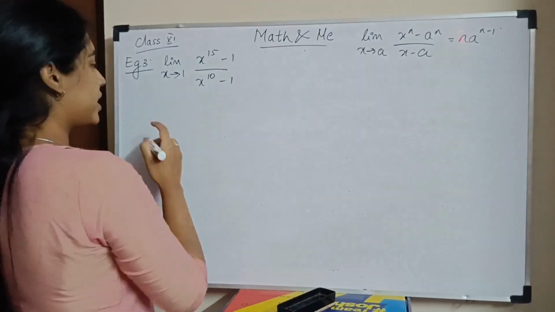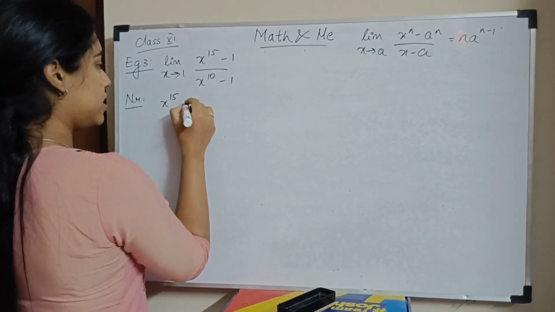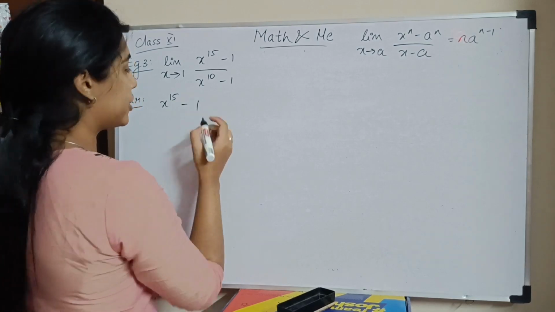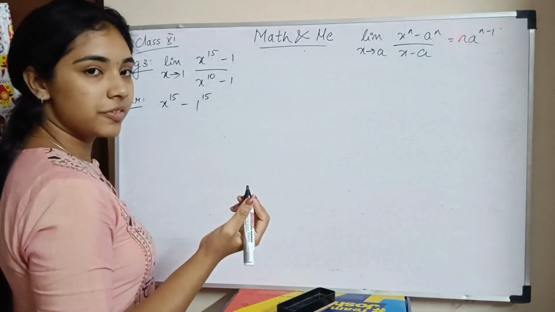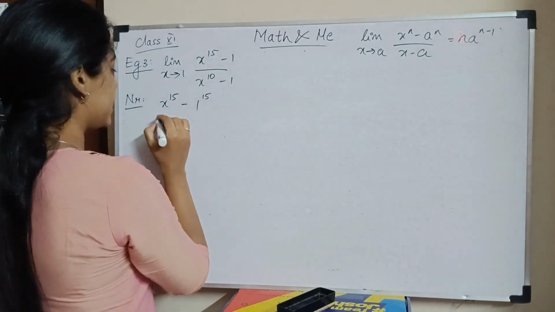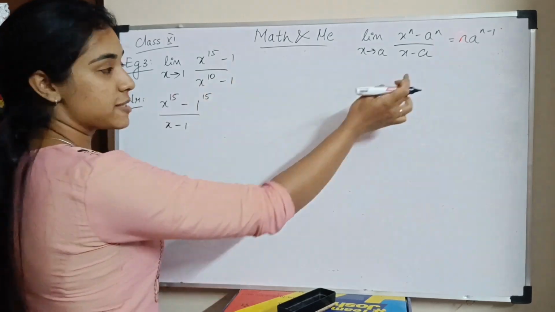So numerator மட்டும் எடுத்துக்கலாம். Numerator x to the 15 minus 1. I need the powers to be the same. So what will I do? இதை 1 to the 15 எழுதிக்கலாம். Okay. So this is your x, this is your a. Divided by x minus 1 வேணும் எனக்கு because I want x minus a.